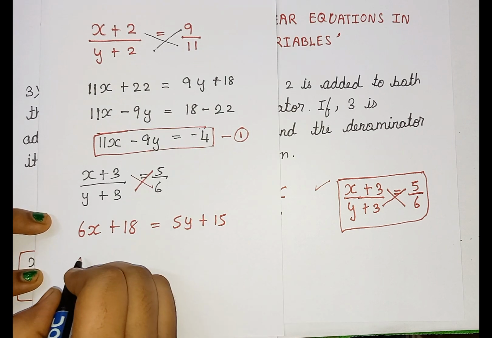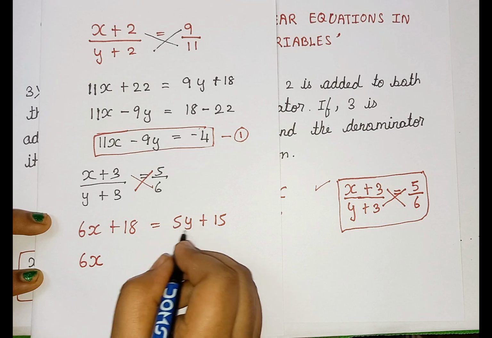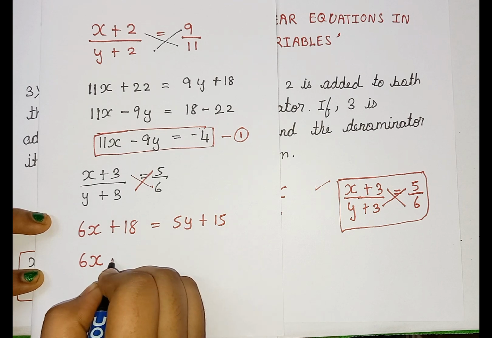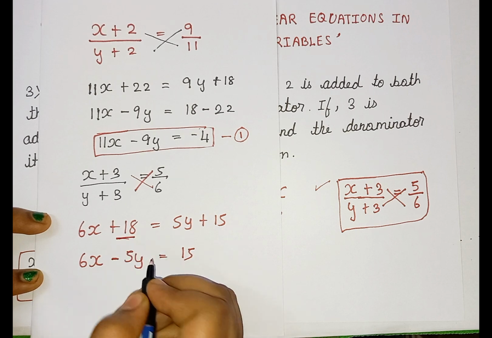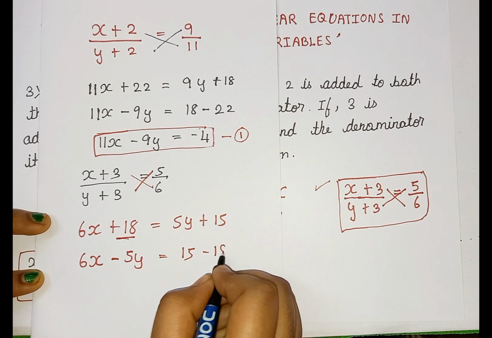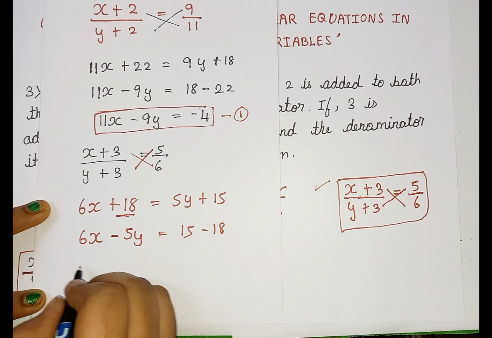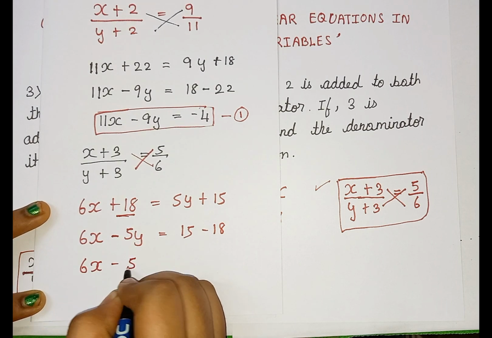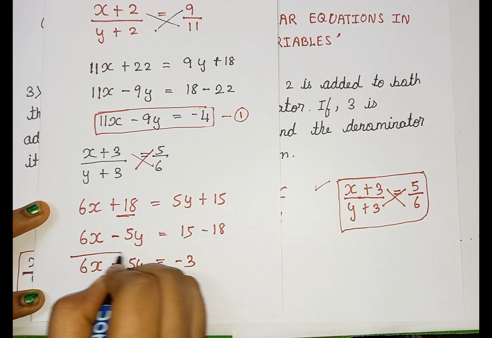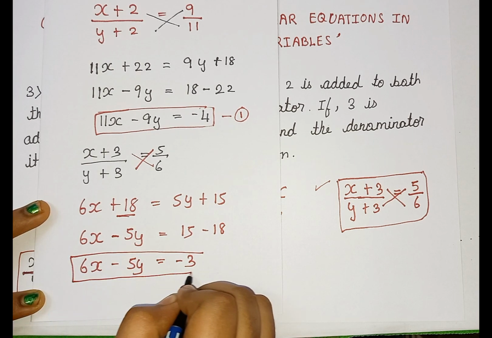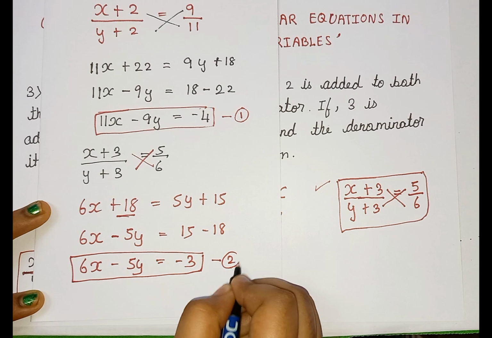So 6x as it is. Here let us get the variable term this side. It changes into minus 5y, and here 15 as it is. Let us get this plus 18 to this side. It changes into minus 18. So 6x minus 5y as it is equal to, when we solve them, we get minus 3. So we got another equation. Let us take it as equation number 2.